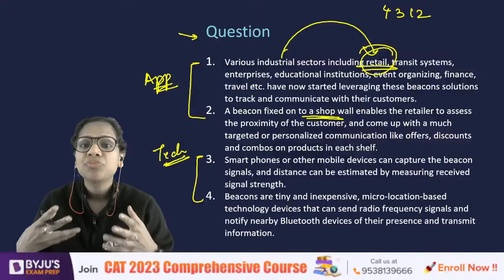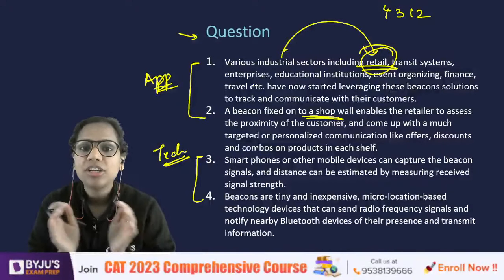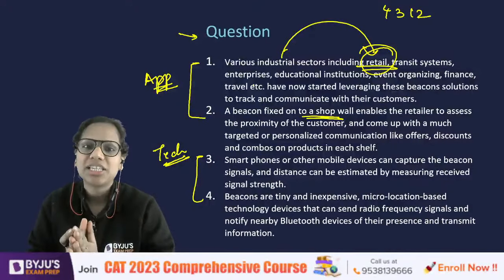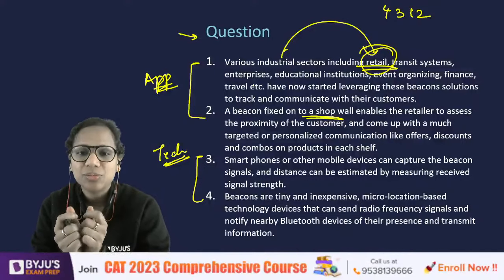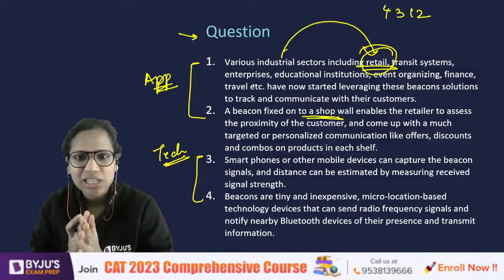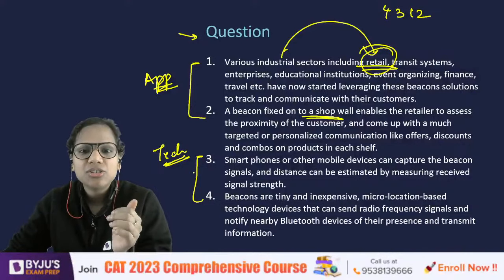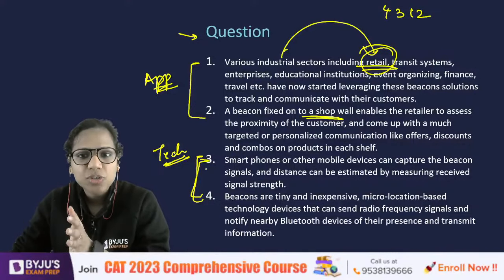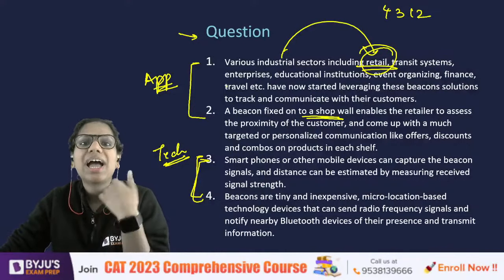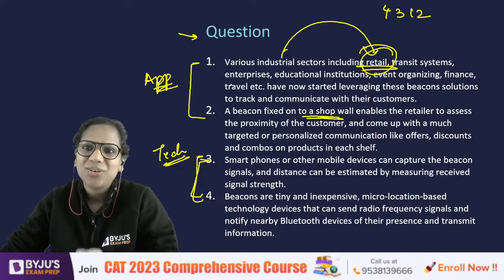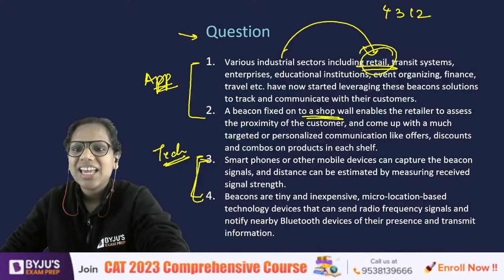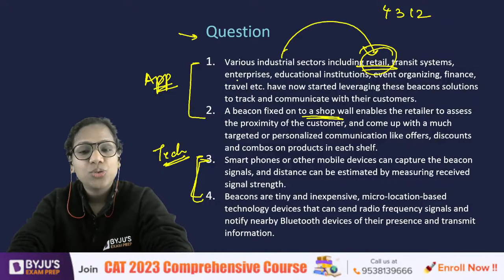So please pay attention to the broader theme. Every paragraph, as I said, is going to have a theme. Here the theme is beacons, definitely. But in beacons also, we first talk about the technology on which they operate, and then we talk about the application of this technology. Okay. So 4, 3 makes sense, and then 1, 2 makes sense. Good, Ashmita. 1 and 2, not 2, 1.